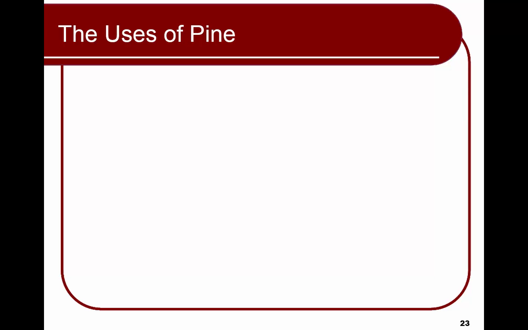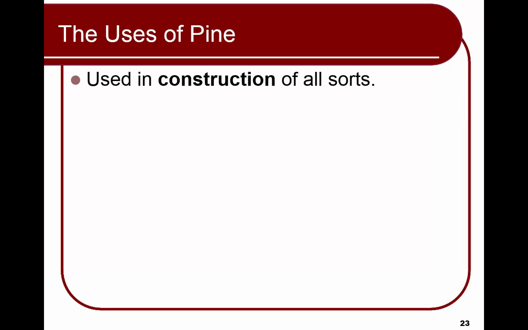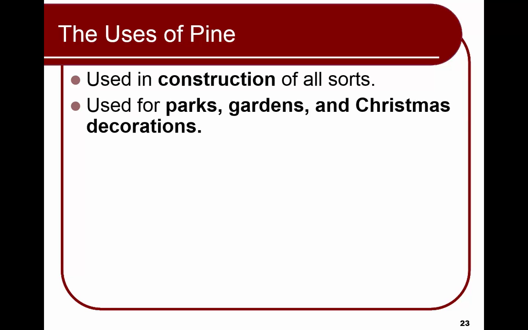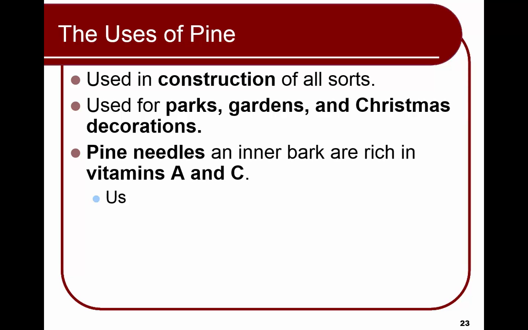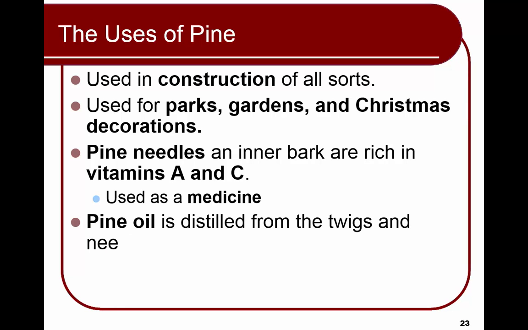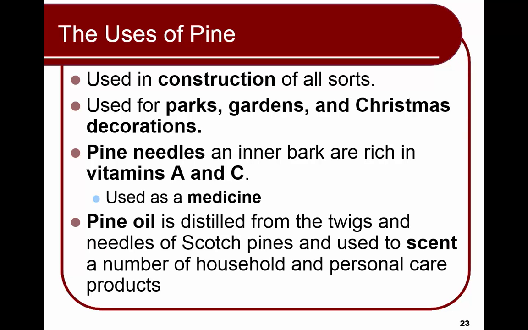Now, what do we use pine for? Obviously, we do a lot of construction. We build a lot of things out of pine. We also use it for Christmas decorations in gardens and parks. It's also used for medicine in some places because it's rich in vitamins A and C. They use it in cough and cold medicines. Pine oil is used obviously because it's got a nice scent, but it's also used in cleaning. And the resin is harvested in turpentine, which is a fungal preventative and an insect deterrent.